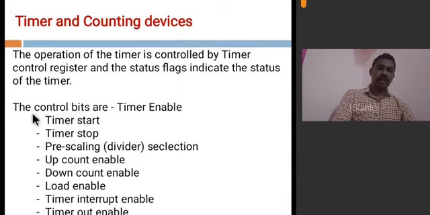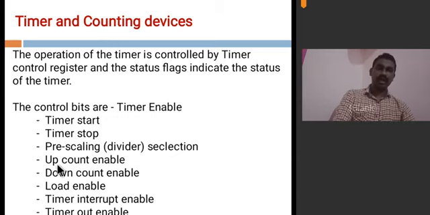Next, the various control bits that are present in the control register of the timer are as follows. One is timer enable. With the help of the timer enable bit, you can enable the timer. That means you can set power supply to the timer, so the timer will be enabled. Then you can start the timer, you can stop the timer, you can scale the frequency which is coming from the clock generator.